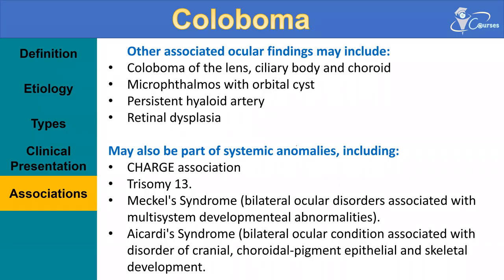It can also be associated with systemic anomalies. The most important, which is asked in the exams, is CHARGE syndrome. I'm going to discuss it right now. Trisomy 13, Meckel syndrome, which is a bilateral ocular disorder associated with multi-system developmental anomalies. Aicardi syndrome, a bilateral ocular condition characterized by cranial anomalies, choroidal pigment epithelial and skeletal anomalies, characterized by the presence of choroidal lacunae.